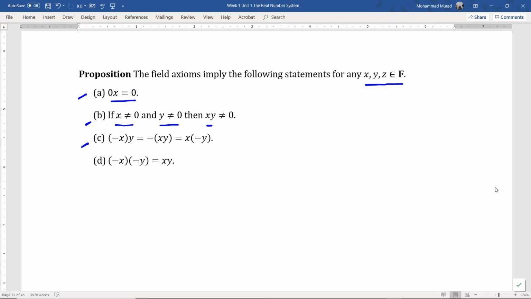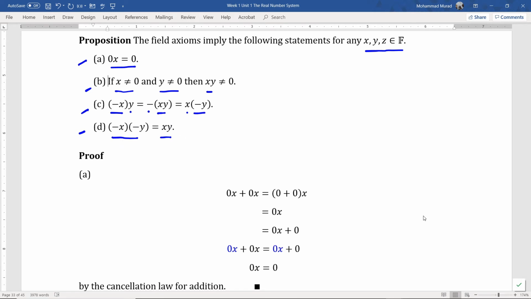C. The product of the additive inverse of x with y is exactly the same as the additive inverse of the product xy, or it is equal to the product of the element x with the additive inverse of y. D. The product of the additive inverses of x and y is exactly equal to the product xy.